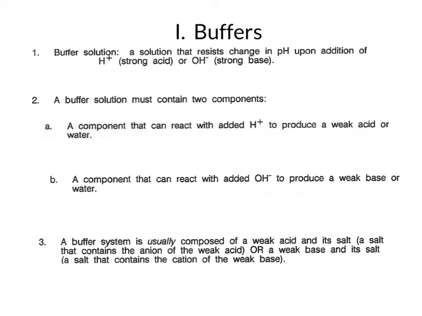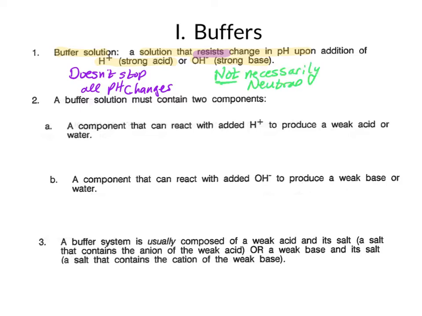In chemistry, a buffer is defined as a solution that resists changes in pH when there are added hydrogen ions, strong acids, or added hydroxide ions, strong bases. Notice the key word here: it resists changes in pH. It doesn't stop all changes, but resists changes in pH. And again, that does not mean it stays neutral. It just means it doesn't change from whatever the pH is originally.